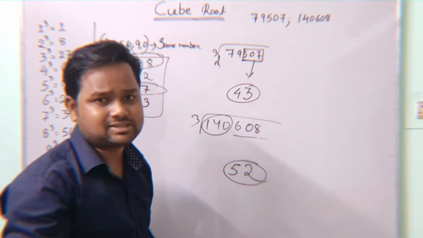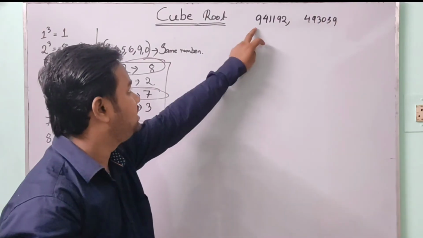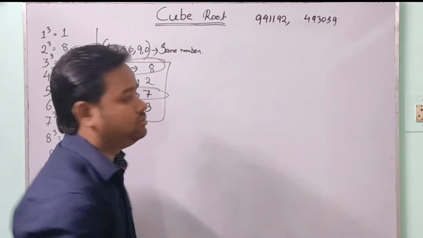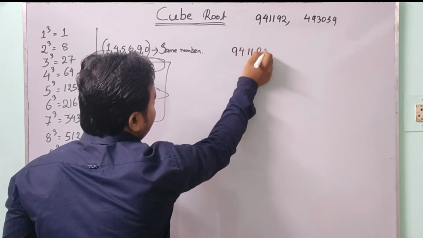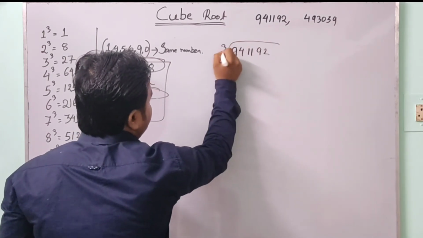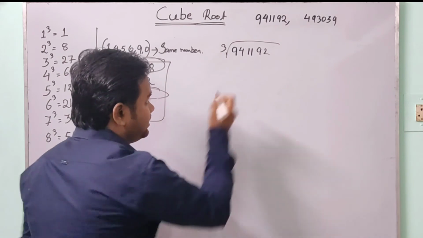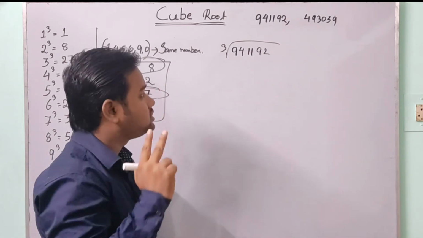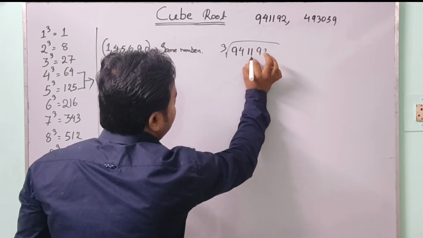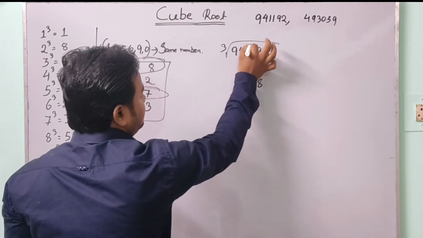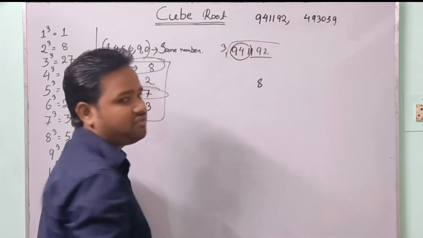Next we will do another example. The next example is 941192. Its cube root. Now the unit place is 2. So here we get 8. Without the last 3 digits, the rest of the number is 941.